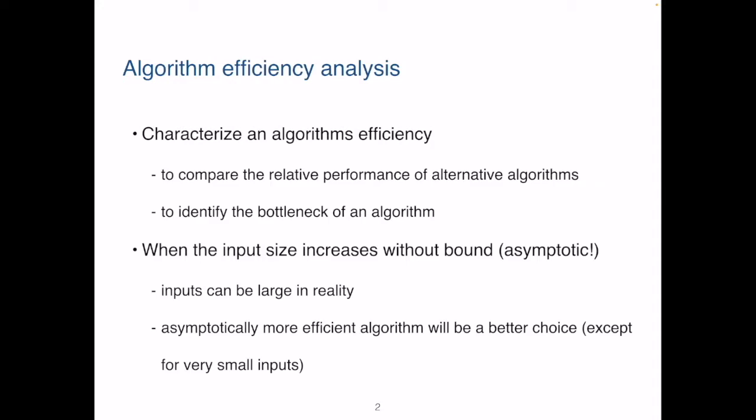Second, it allows us to identify the bottleneck of our own algorithms, so we can target it and improve the algorithm's efficiency most effectively. We are concerned with how the running time of an algorithm increases with the size of the input that grows arbitrarily large, since in reality, input data are often very large, and asymptotically more efficient algorithms will be a better choice. For very small inputs, this might not be the case, but since the inputs are small, the difference in algorithm efficiency does not matter that much.